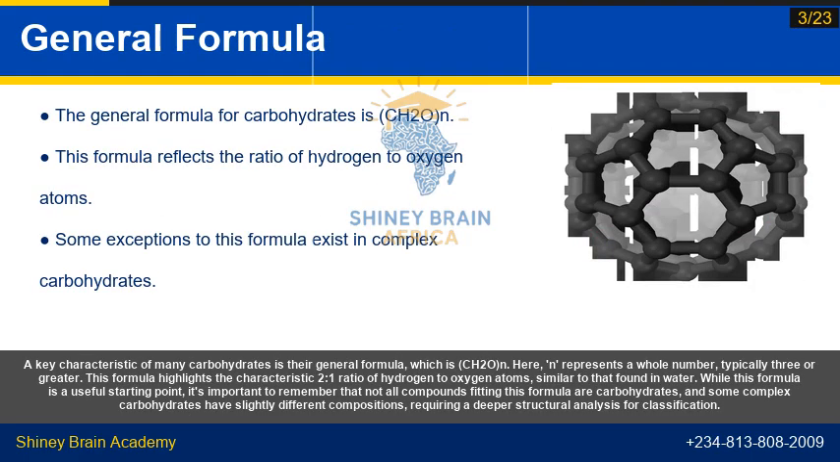A key characteristic of many carbohydrates is their general formula, which is (CH2O)n. Here, n represents a whole number, typically 3 or greater. This formula highlights the characteristic 2:1 ratio of hydrogen to oxygen atoms, similar to that found in water. While this formula is a useful starting point, it's important to remember that not all compounds fitting this formula are carbohydrates, and some complex carbohydrates have slightly different compositions, requiring a deeper structural analysis for classification.